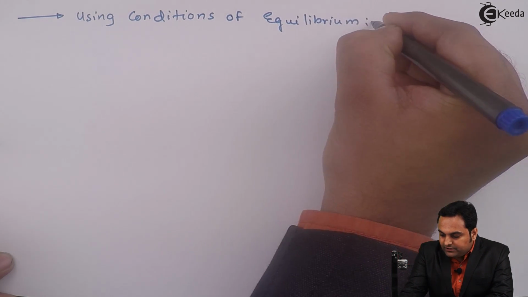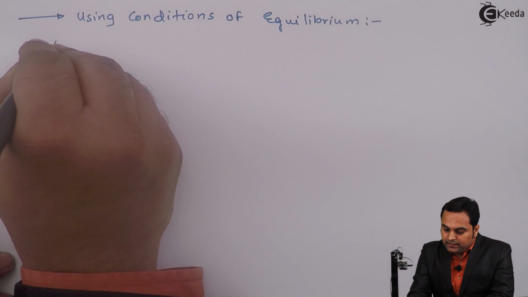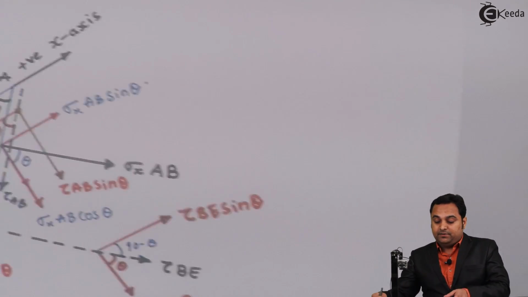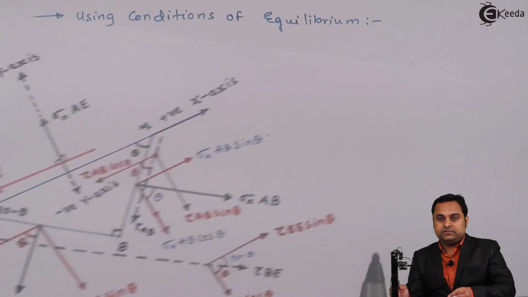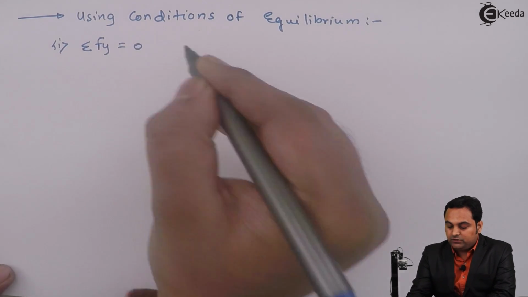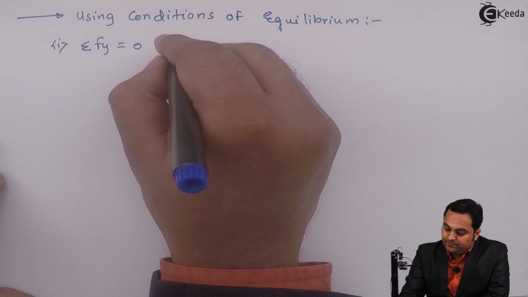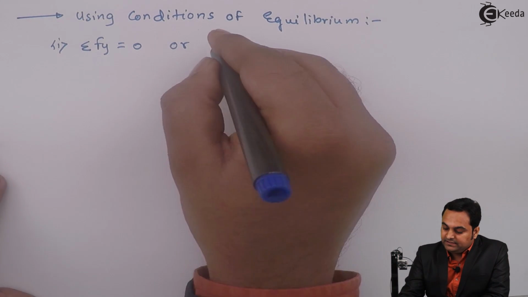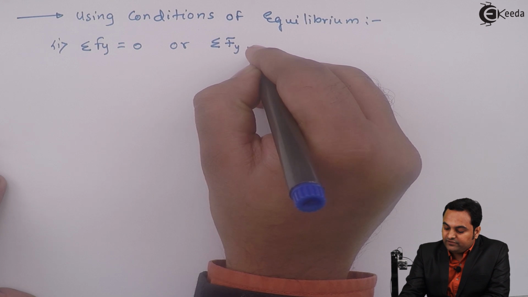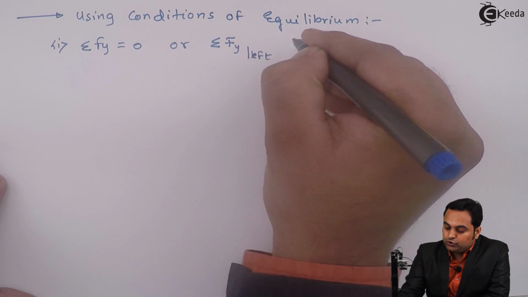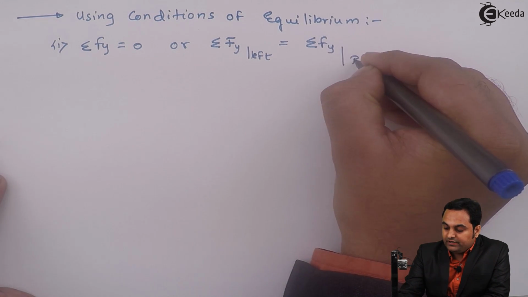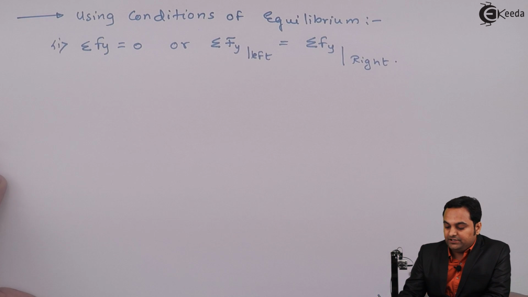Now when I am using the conditions of equilibrium, I want the sigma n formula first. So sigma n is acting along the y-axis. So I'll take the summation of forces along the y-axis equal to 0, or this can even be said in this way: the sum of forces along y on the left hand side should be equal to the sum of forces along y on the right hand side for the equilibrium condition.